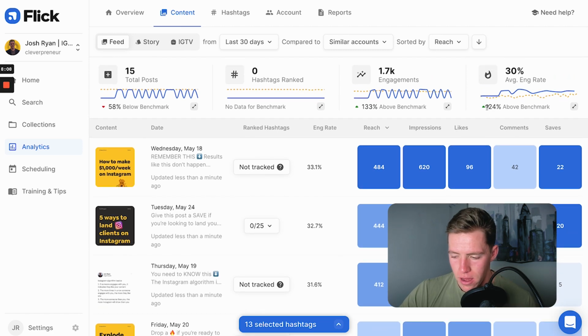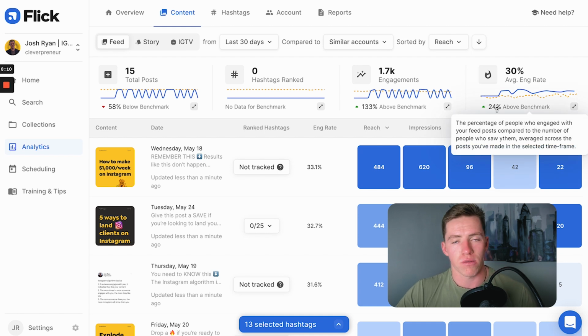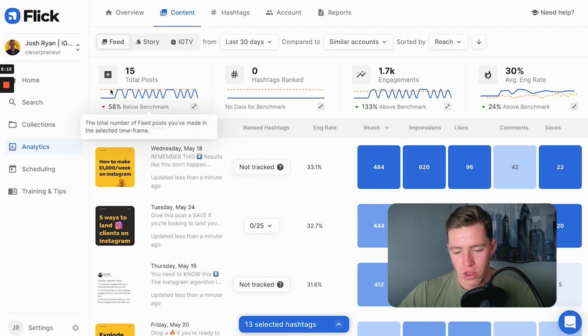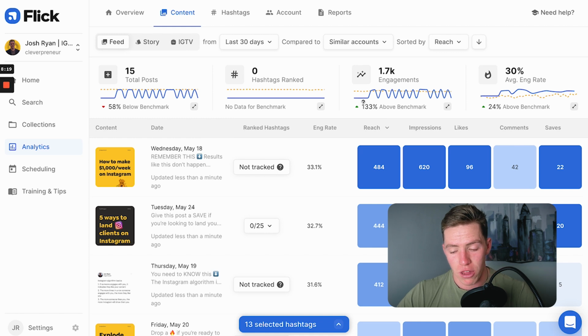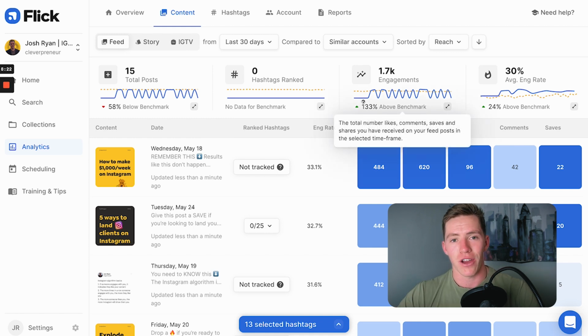I can also see that, hey, I'm getting 20% more engagement than average for my size, which is a good thing. I'm probably not posting as much as people. Part of that's because there's reels that aren't included in this, and I'm getting a lot more engagement than the average account. So that makes the ego feel great.